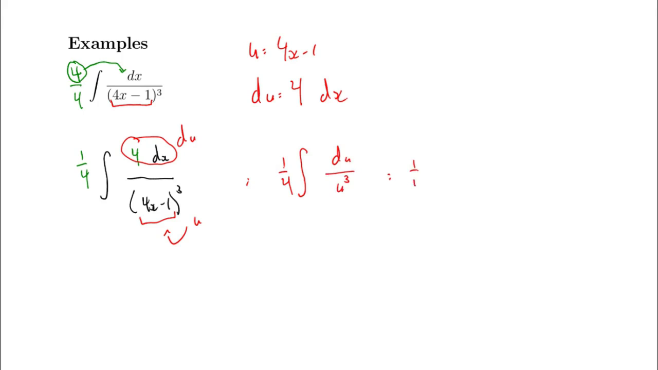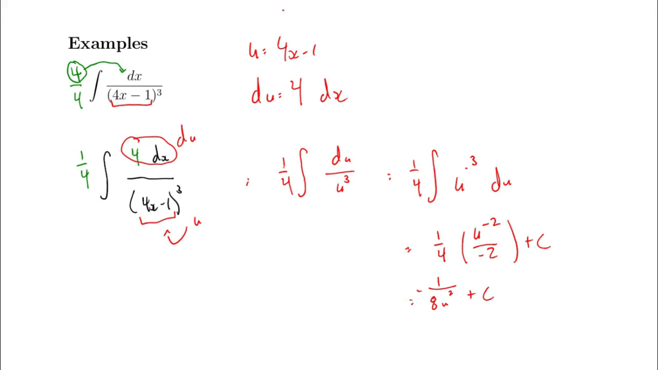Again, like I said earlier, we can really rewrite this with a negative exponent. This is u to the negative 3 du. And now, again, this is just a power function. Add 1 to the exponent, divide by that value. Everything's going fine. So this is u to the negative 2 over negative 2 plus c. We've got negative 1/8 and then a u squared in the denominator, right? So negative 1 over 8u squared plus c, which now we can say is, we're back with x, negative 1 over 8 times (4x minus 1) squared plus c. So again, we're just fixing this coefficient.